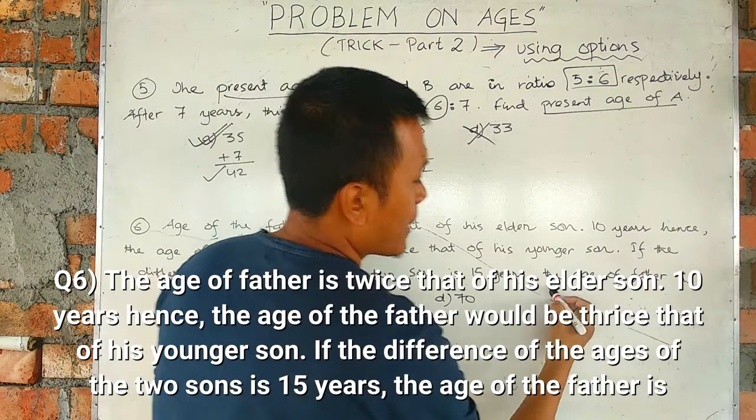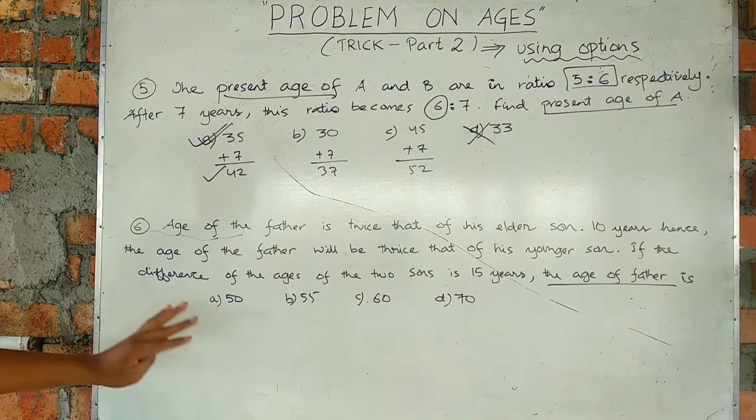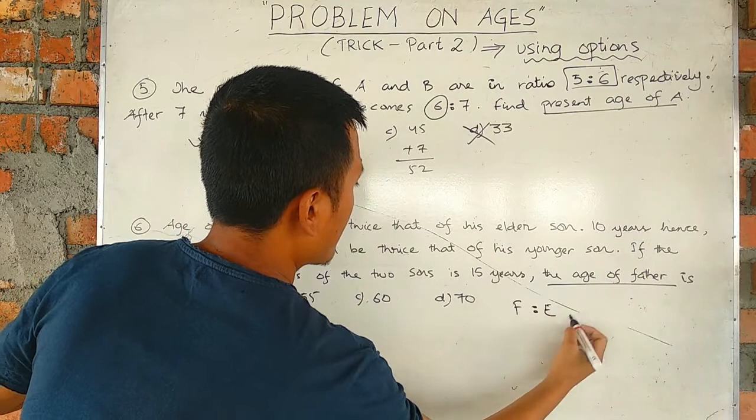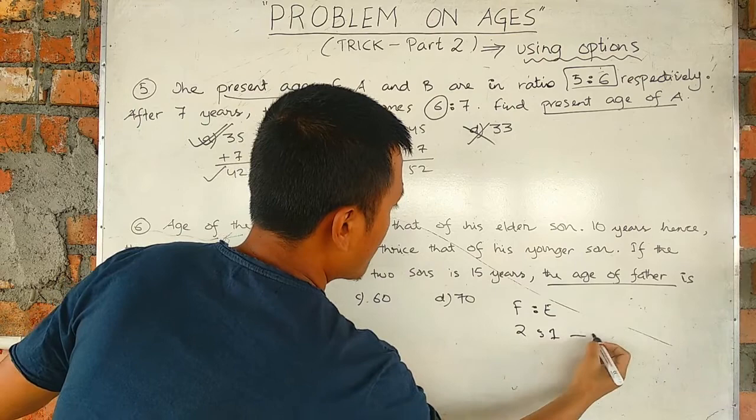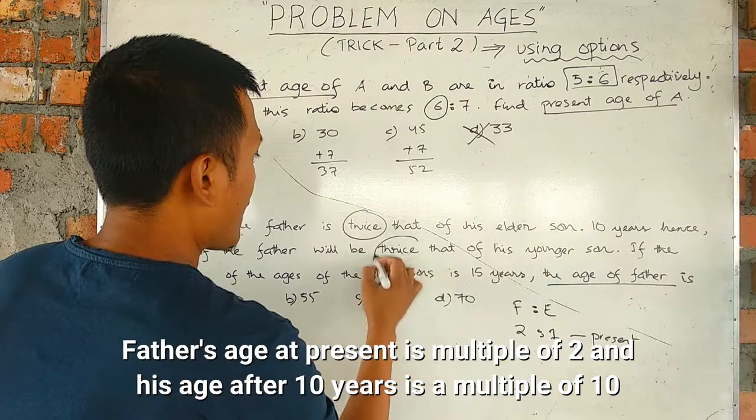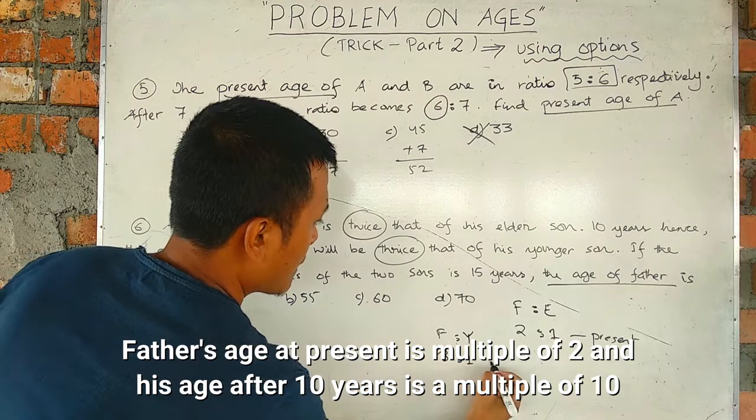Father, elder son, younger son, the relation. Father to elder, the relation is twice, 2 times, 2 is to 1, at present. Then father to younger, twice. So father to younger son is 3 times.